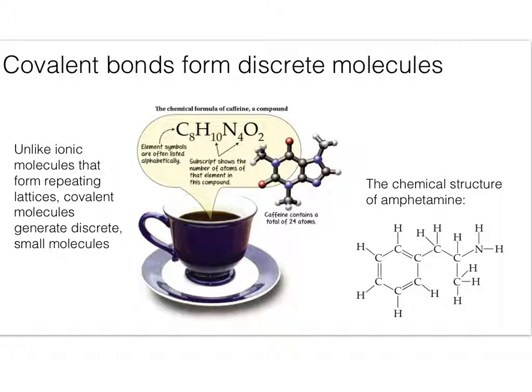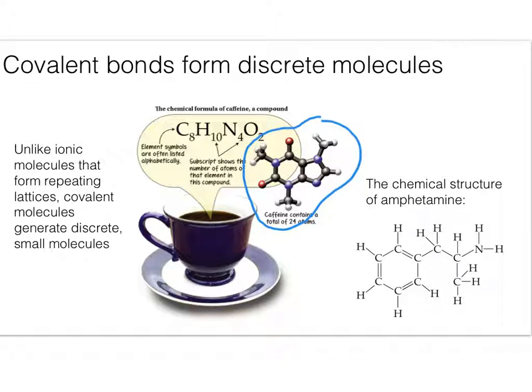So with covalent bonds, however, we have these discrete small molecules, and so when we're talking about the molecule caffeine, for instance, in coffee, we're talking about this one right here. And this molecule has 8 carbons, 10 hydrogens, 4 nitrogens, and 2 oxygens, and that's it. That is the whole kit and caboodle.